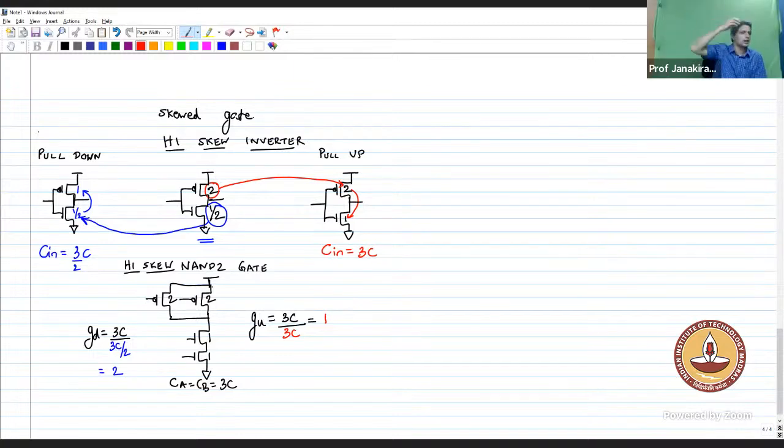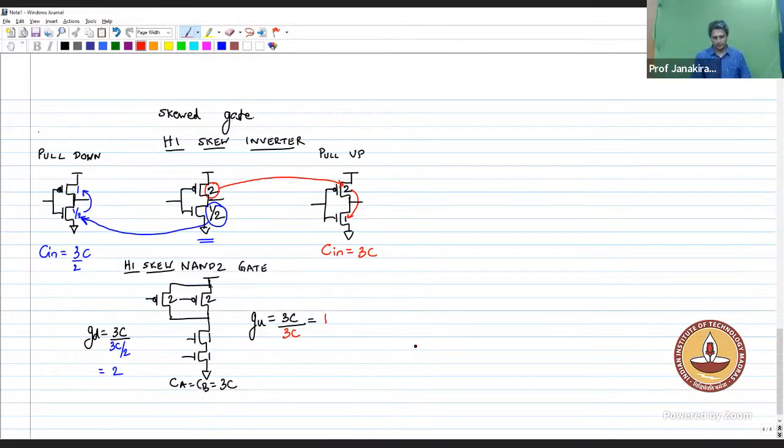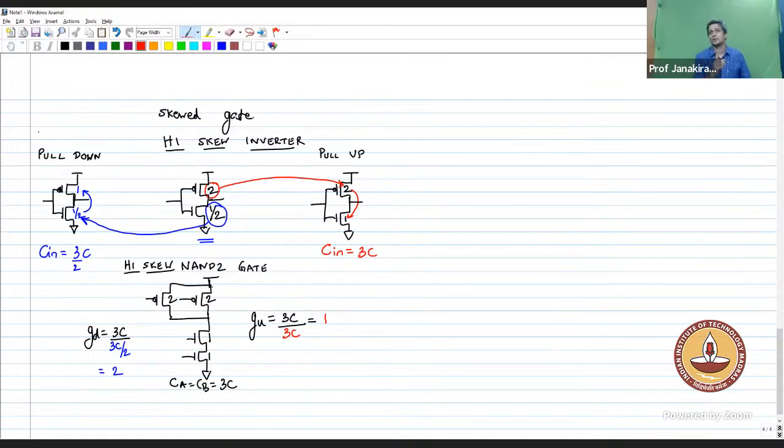I actually evaluated the setup time in a flop. The setup time in a flop is a function of the delays of inverters and other pass transistors in that circuit. Therefore, that's how it gets defined. Hold time comes because of clock overlap.